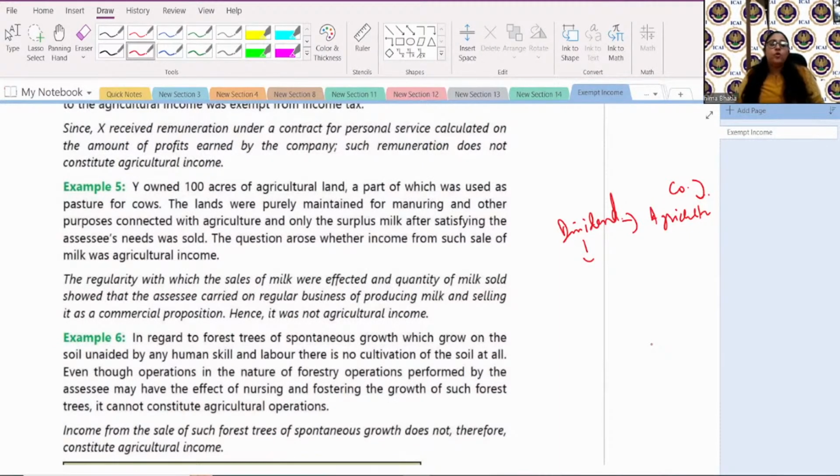The income from the sale of forest trees which grow on their own with no activities involved cannot be said to be an agricultural income. There should be a certain degree of agricultural operations being performed. Is it clear? So there should be a direct connection of agriculture for it to be an agricultural income. Clear? Any doubt? Is the definition of agricultural income clear?